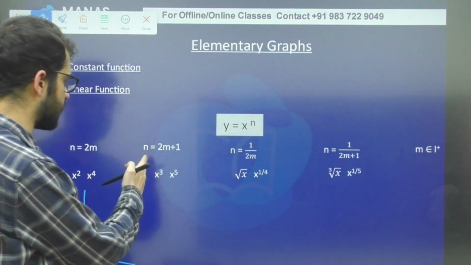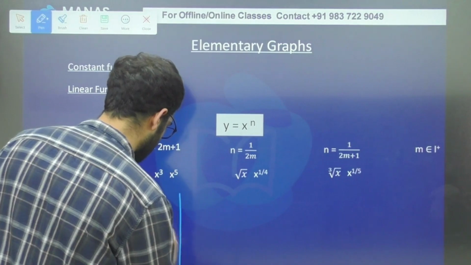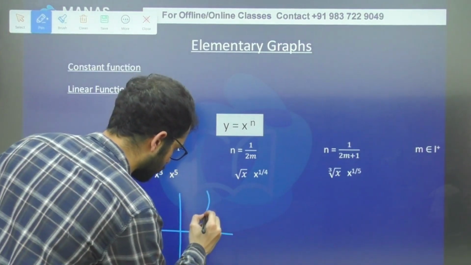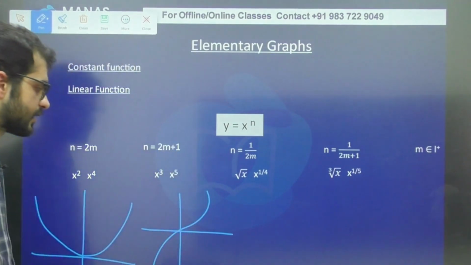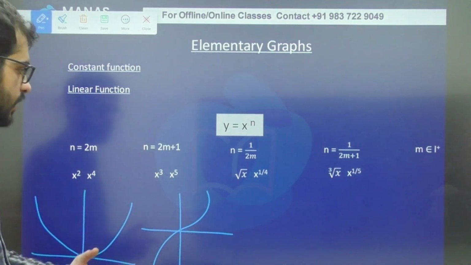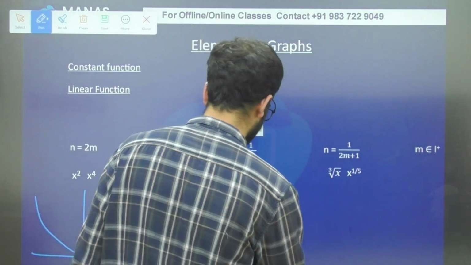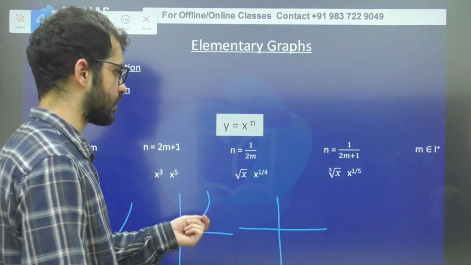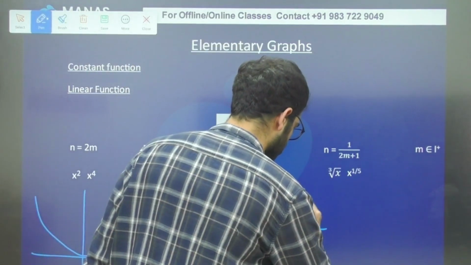If instead of the even number there is an odd number such as x cube, x to the power 5, x to the power 7, then the graph would look like this. They can be easily traced and it's better to remember them so as to use them directly in the question. If the graph is of y equals root x, that means the graph is going to look like this.